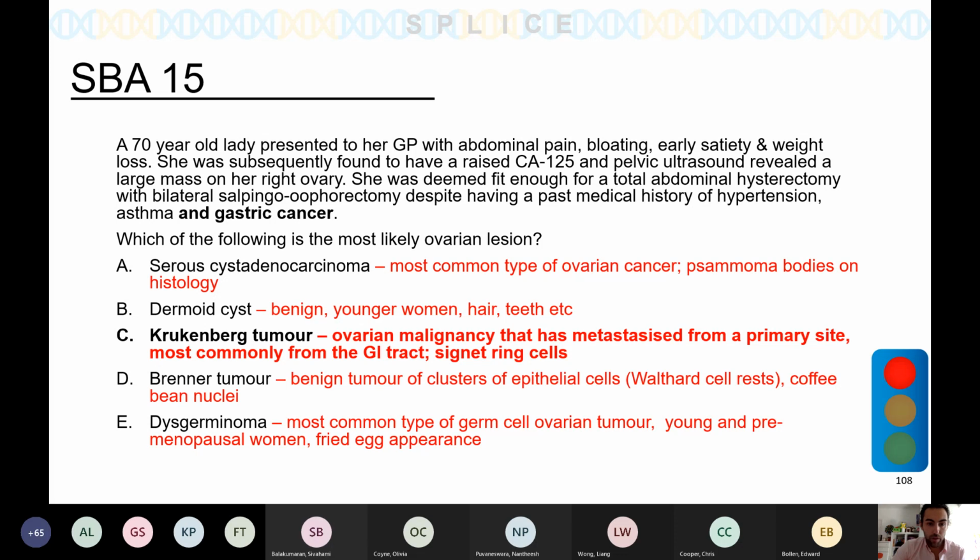So this is just basically some niche tumor where it's an ovarian malignancy that's metastasized from a primary site. And you get your signet ring cells. So I've included some of those keywords. So serous cystic adenoma, psammoma bodies on histology, so they may throw that in. Krukenberg tumor, signet ring cells, Brenner tumor, I'd never even heard of before, but apparently coffee bean nuclei, dysgerminoma, most common type of germ cell. These are the ones that present really young, and it's got a fried egg appearance apparently. Don't deep dive this question, but now you've seen it, now you've heard of it, you'll never forget it.